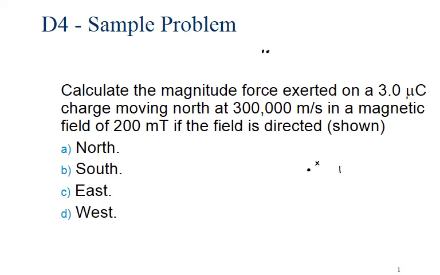I'm going to have you try this one using the right-hand rule as well as calculating this. Let's say that we have a force exerted on a 3 microcoulomb charge, positive, moving north at 300,000 meters per second, and a magnetic field of 200 millitesla. And let's say that the field is directed north in part A, the field is directed south in part B, the field is directed east in C, and then west in D.